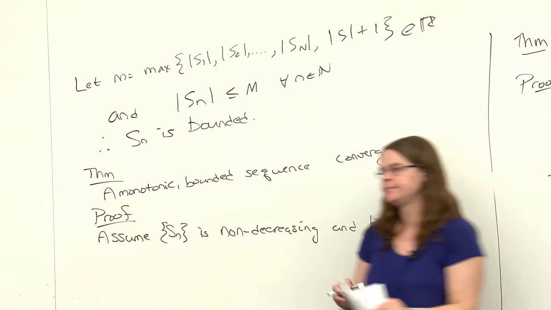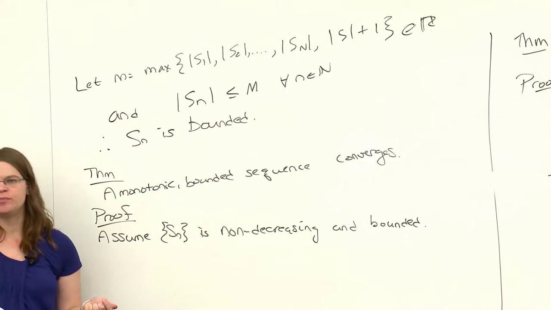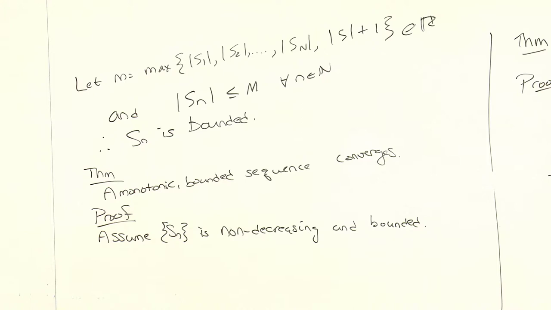Okay, so here I have a sequence that's non-decreasing. It's going up or staying the same. And it's bounded. I want to come up with a candidate for my limit. So what's a good candidate for the limit? The bound, yeah. So in particular, of course, the least upper bound. Exactly, there's many bounds.